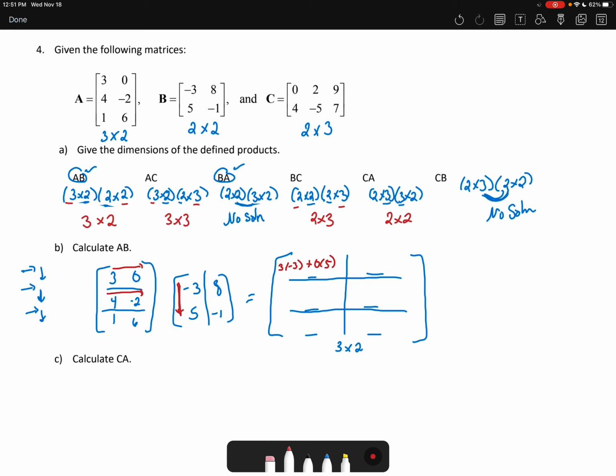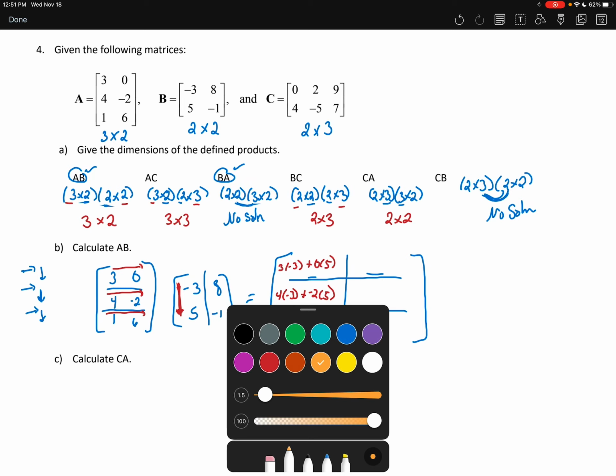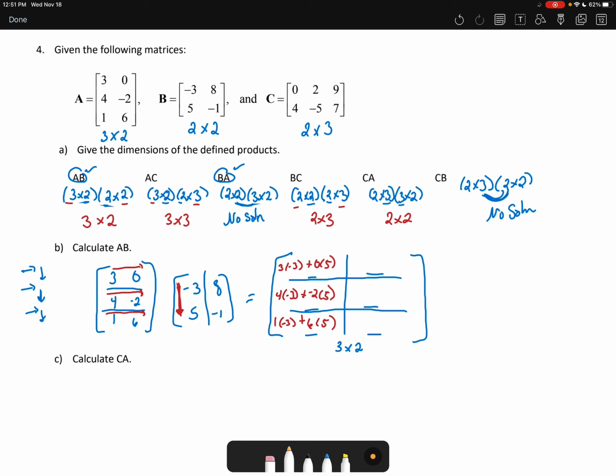So now I'm going to use row 2 with the same column. So I'm going to take 4 times -3 plus -2 times 5. And last row with that first column is 1 times -3 plus 6 times 5. To create my second column in my new matrix, I now need to repeat that process with all 3 rows, but with the second column this time.